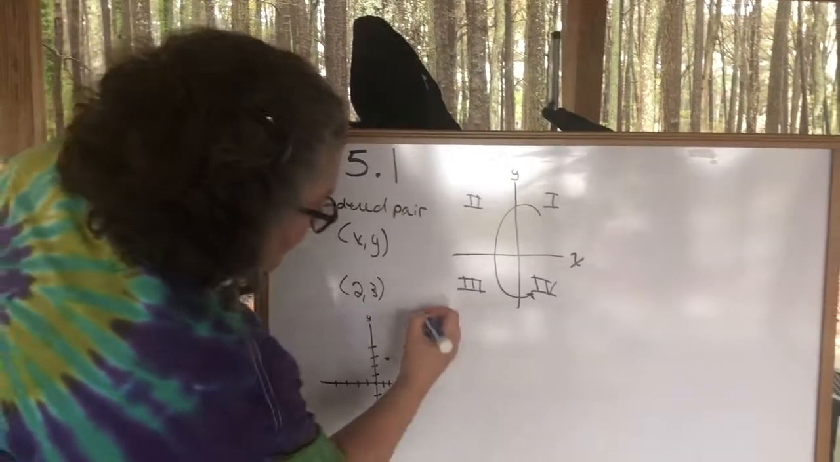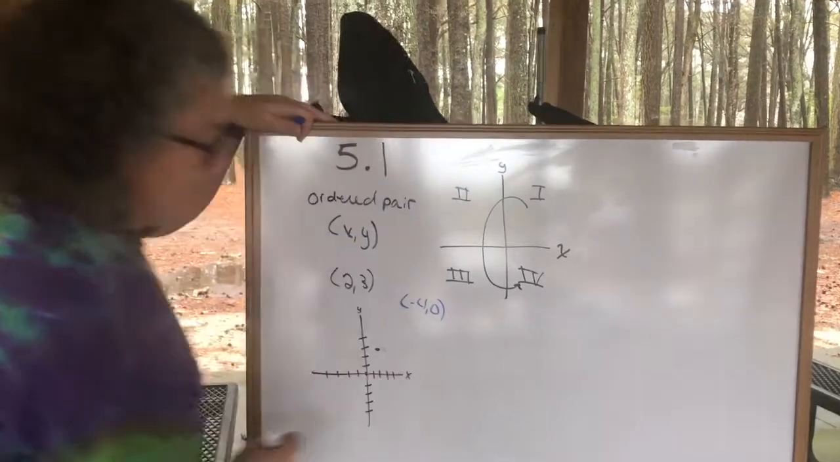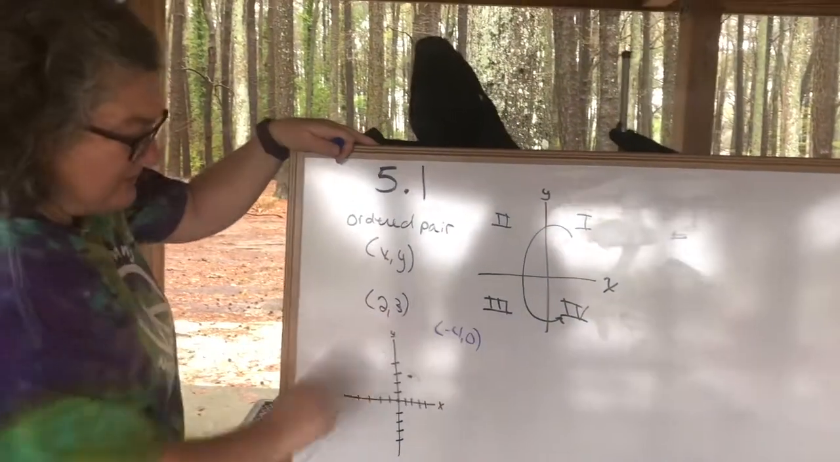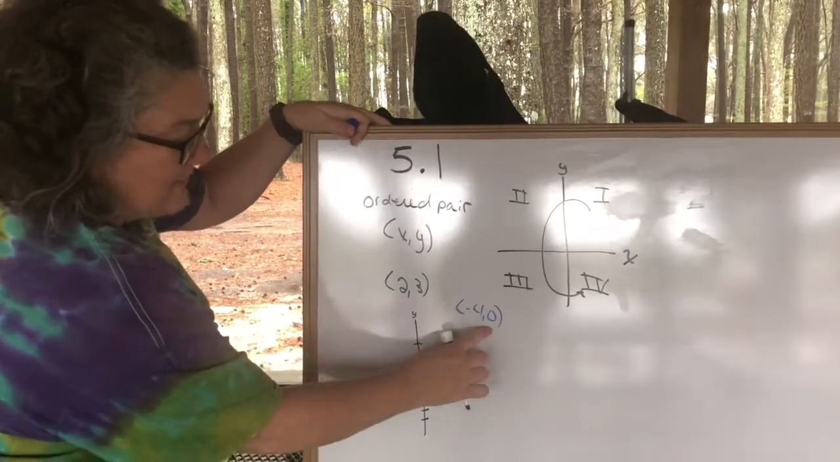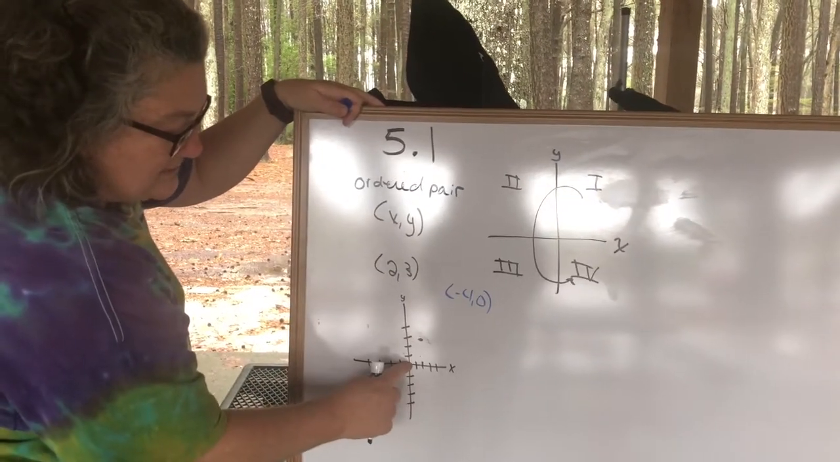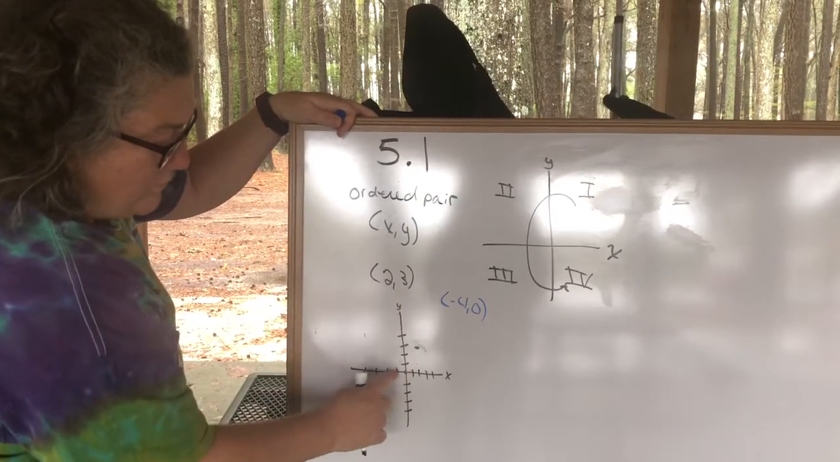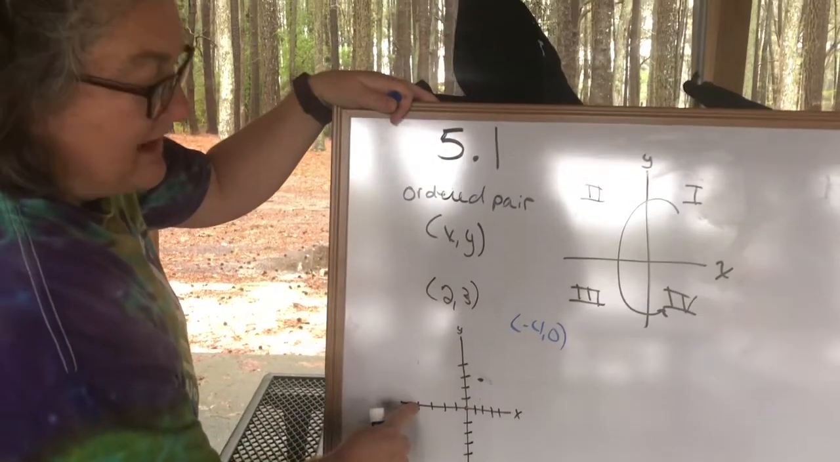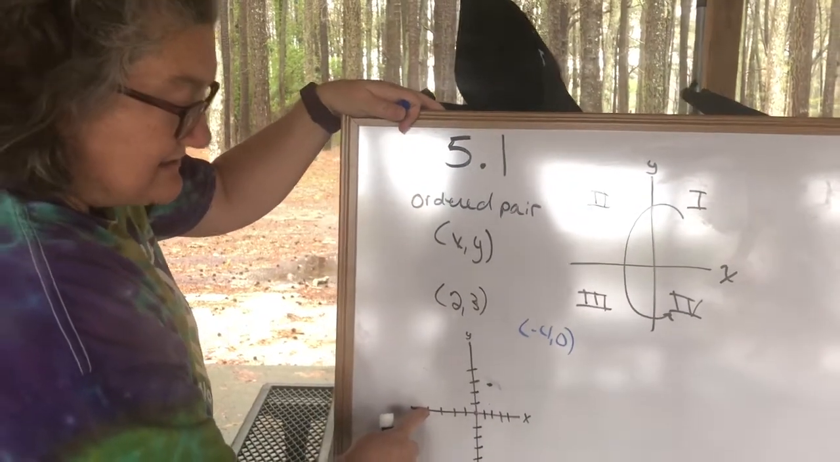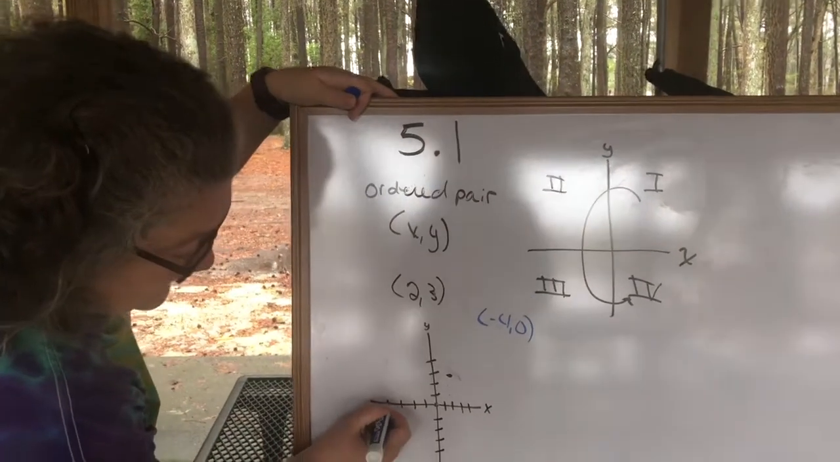Let's pick another point, and I'm going to use the point (-4, 0), and it's going to be in blue. For (-4, 0), the first one is my x, my second one is my y. So that tells me I need to start here, and go which direction on my x-axis? To the left 4: 1, 2, 3, 4. Now I need to know if I go up or down. My y is 0, so I don't move. I stay right there. In this case, it's right here.